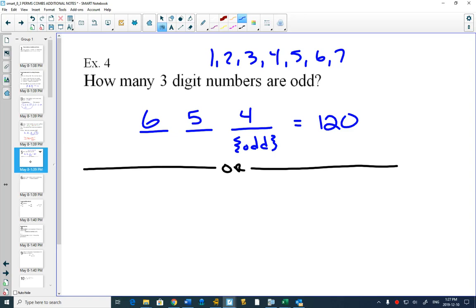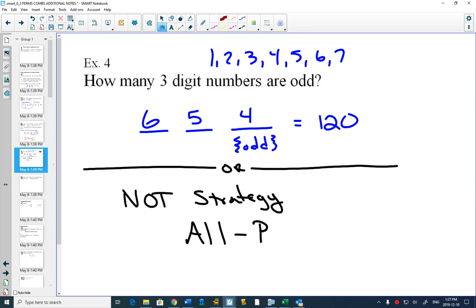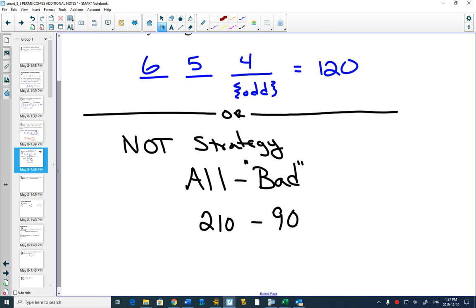So another strategy, and I have a name for this strategy. I call it the not strategy, because you count something that's the opposite and subtract it from, this is how I describe my not strategy. Take all of them and subtract the bad ones. Put bad in quotation. In this case, all of them, there was 210. Subtract the bad ones, 90. Why are the bad ones bad? Because they're the even ones. And what are you left with? 120 odd ones.